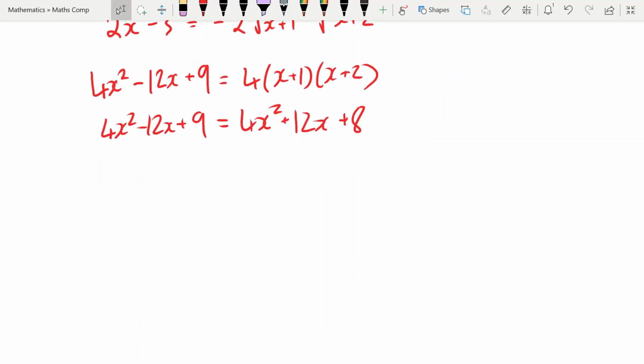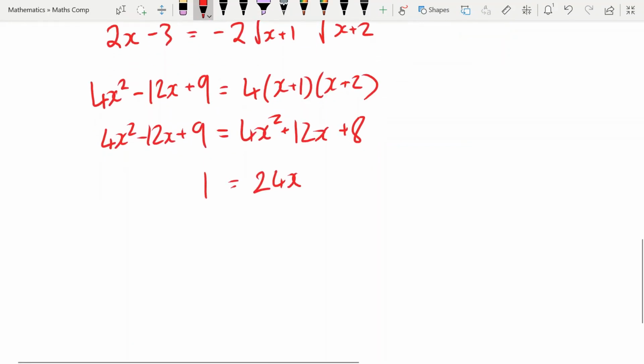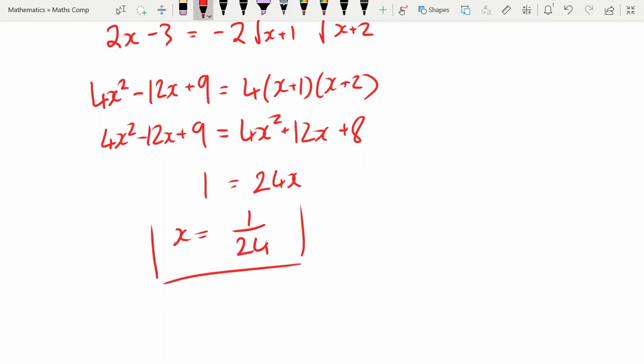And we've got a linear equation here. So we can multiply that. We get 1 is equivalent to 24x. Therefore, x is equal to 1 over 24. Those are your positive roots to the equation.